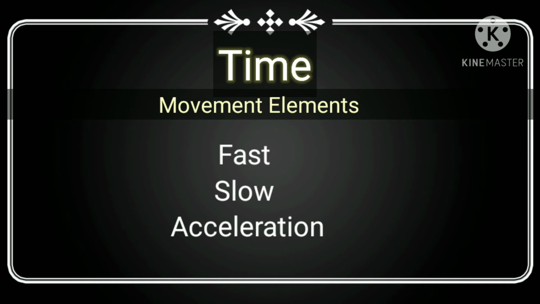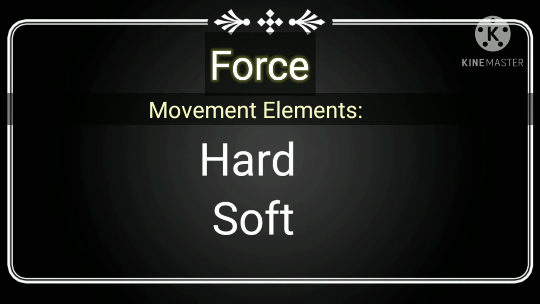Just for example, running is a fast movement, whereas walking is slow in comparison. Changing from a walk to a run involves acceleration, and similarly, changing from a run to a walk is also acceleration. The second category is force. The force category addresses how much tension there is in the movement. First element is hard, and second is soft.